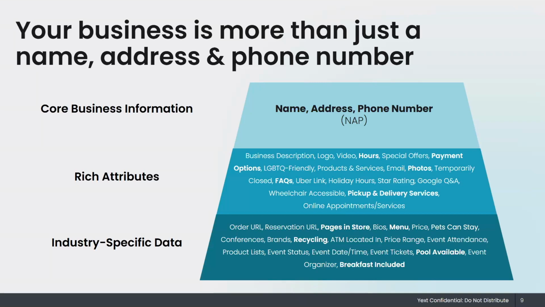We've also got things potentially for hotels, like conferences. Do you allow conference centers? Events, pools, breakfast, and things. So all of this data is available directly in the knowledge graph and should be filled out as much as possible.